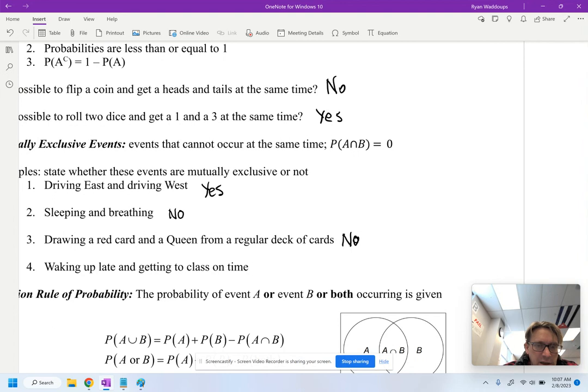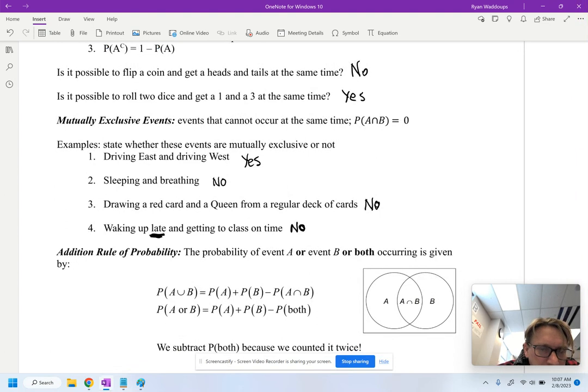Waking up late and getting to class on time. You can wake up late and skip breakfast and still get to class on time. So these are not mutually exclusive. So we would say no, because those 2 things can both happen. You can wake up late and get to class on time.